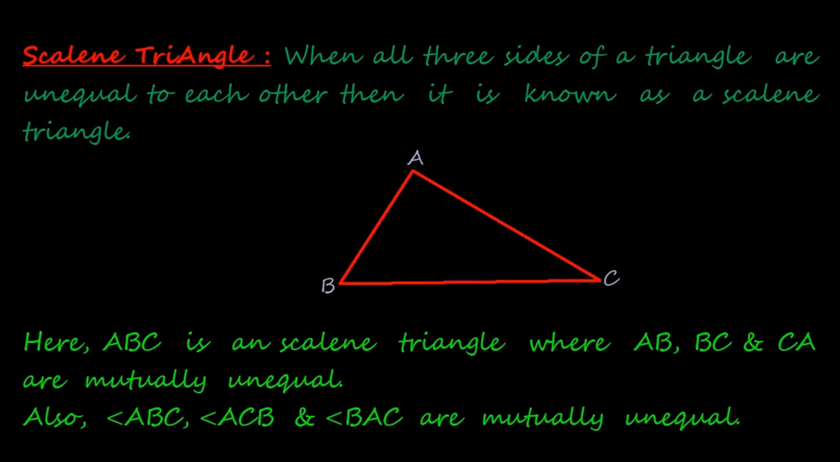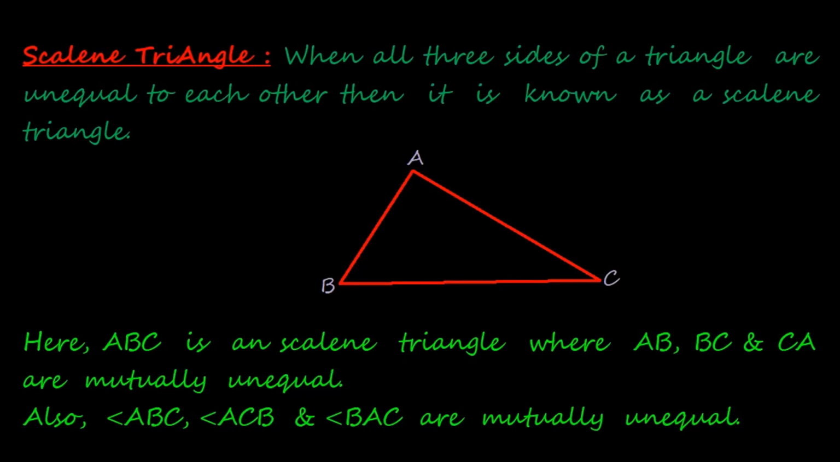Scalene triangle. When all the three sides of a triangle are unequal to each other, then it is known as a scalene triangle. Here in the figure below, we can see a triangle ABC, where all the three sides of this triangle AB, AC, and BC are mutually unequal to each other.